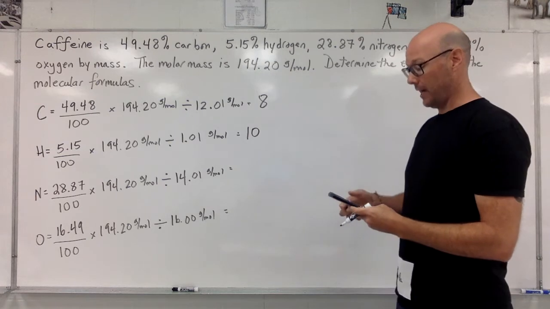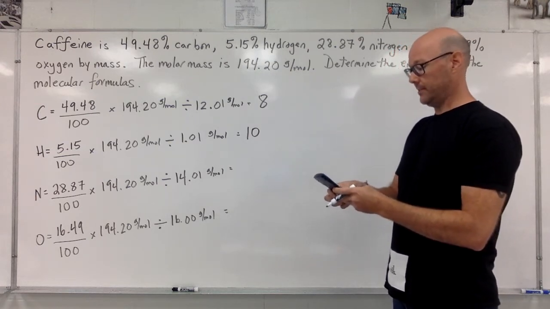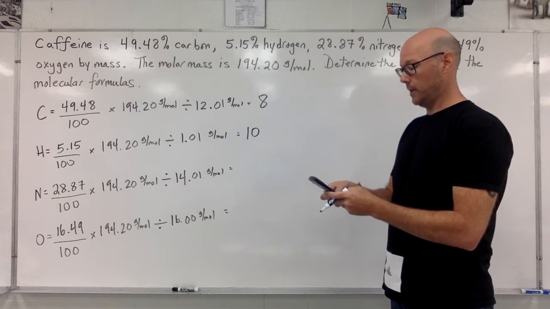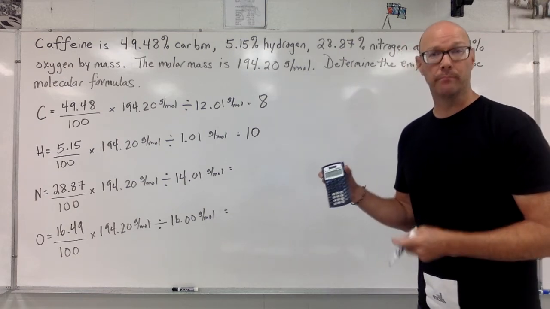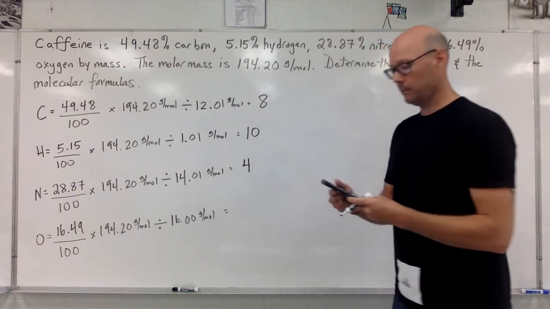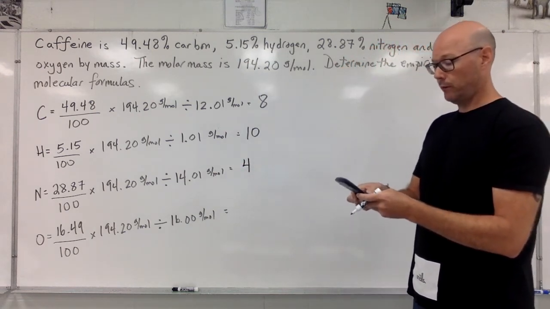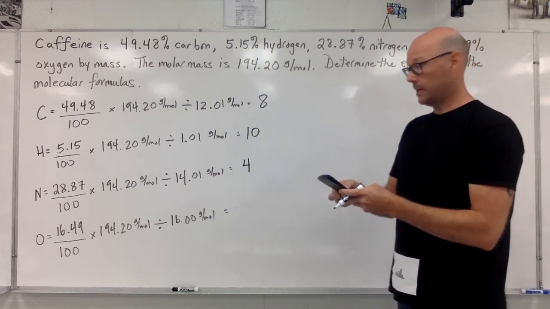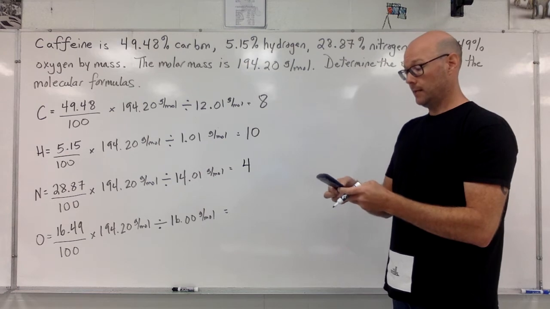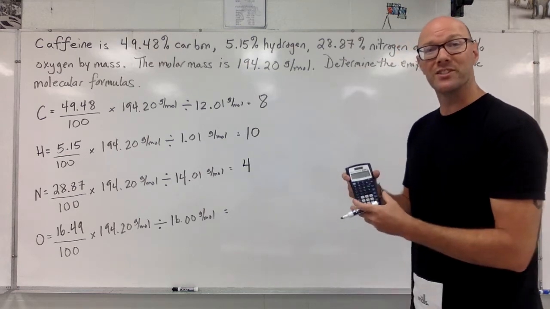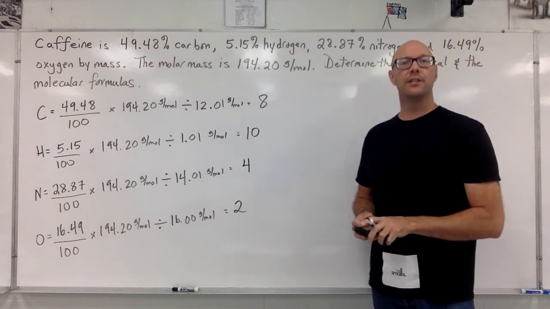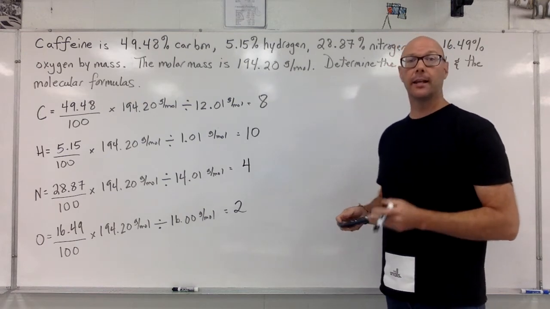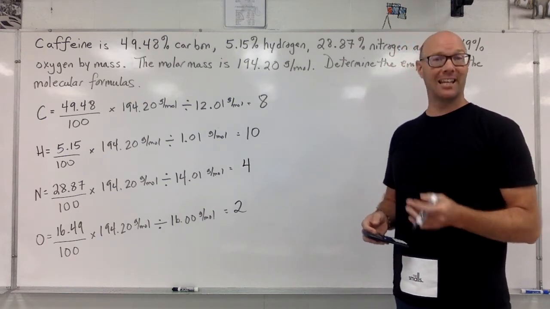What about the nitrogen? 28.87 divided by 100 times 194.2 divided by 14.01. 4.001. That rounds off to 4. And last, the oxygen, 16.49 divided by 100 times 194.20 divided by 16. 2.001. Rounds off to 2. These whole number answers that we calculated are the subscripts of the molecular formula.